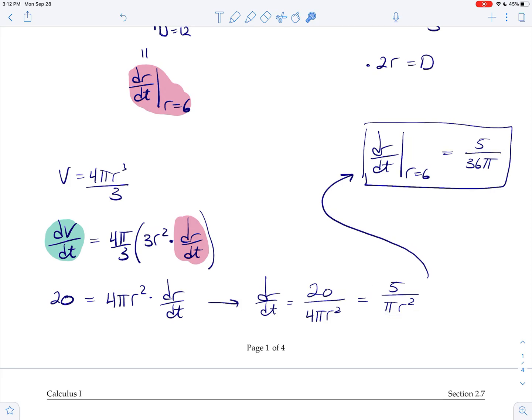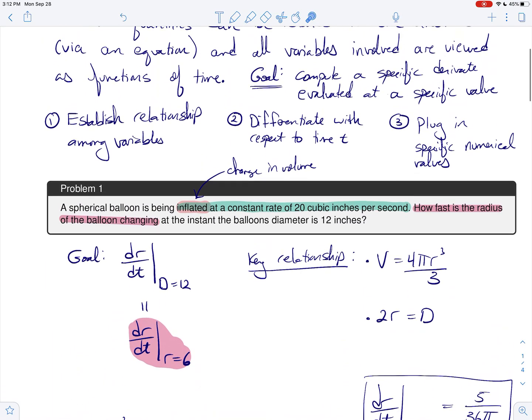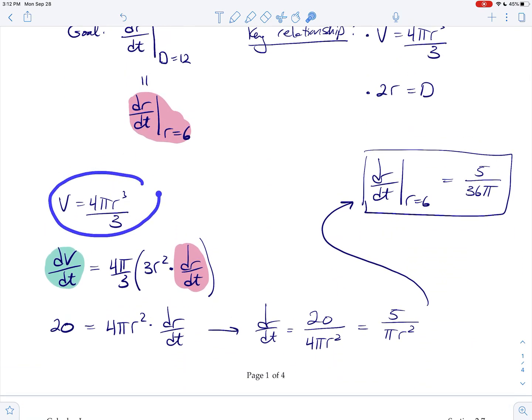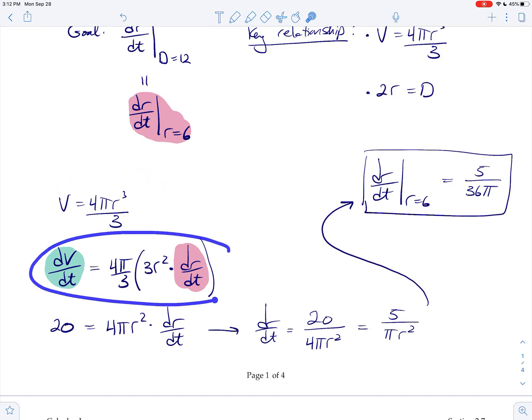So before I end the video, I want to go back to the top and look at the 3 things. We wanted to establish a relationship among the variables, maybe more than one relationship. I want to take derivatives of my key relationship with respect to time. Only after I've taken derivatives do I plug in the specific numerical values that I'm given, such as the 20 and the 12. That's what we did. We found a relationship, we took derivatives with respect to t. We used implicit differentiation. We got here. Then I plugged in this value, and I solved for this part, and I finally ended by plugging in r equals 6, and I got what I wanted.